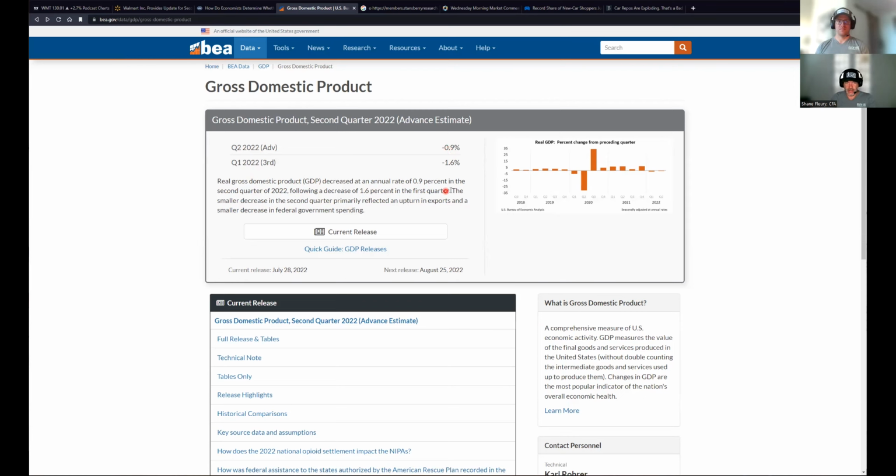But again, they're highlighting the smaller decrease in the second quarter, primarily reflected in an upturn in exports and a smaller decrease in federal government spending. So we do have the second consecutive quarter of falling GDP, and it feels to me like we're certainly in a recession here in the United States, but it doesn't seem that way to the White House or to the Fed. So, I guess I'm probably wrong, but we'll see what happens.